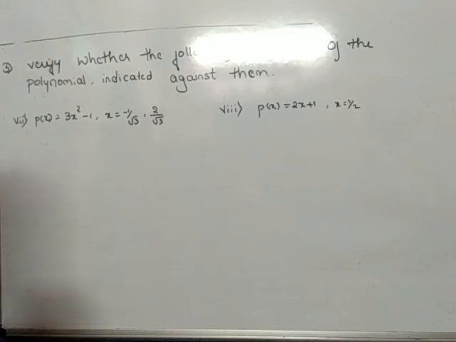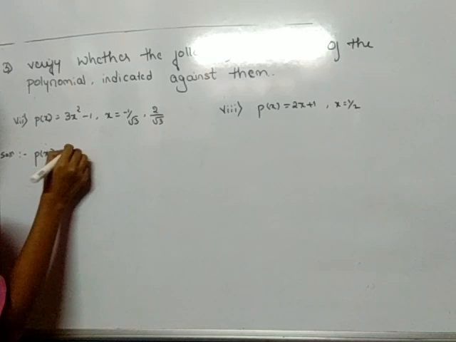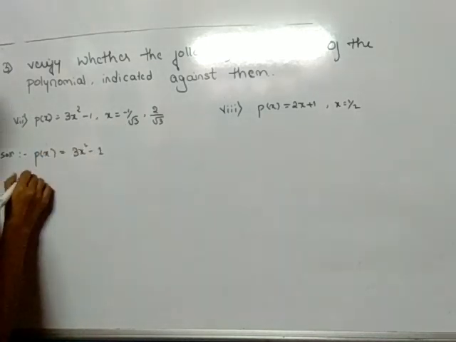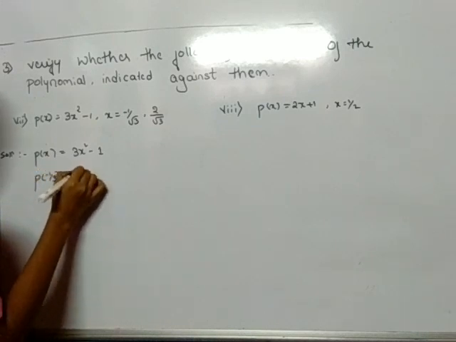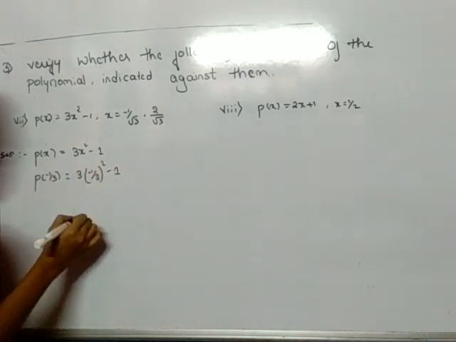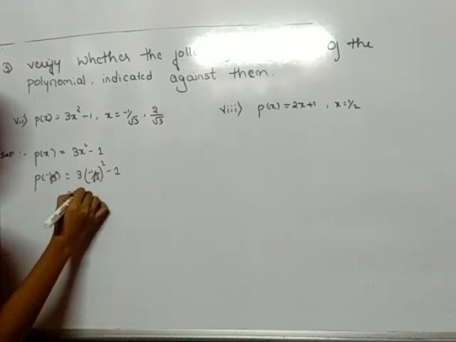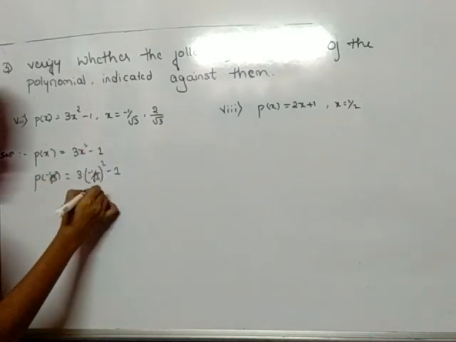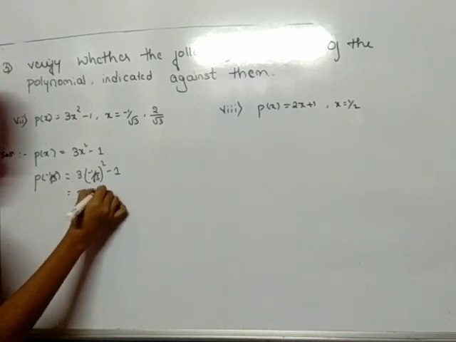Seventh problem, solution: p of x is equals to 3x square minus 1. We'll solve one by one for x value. P of minus 1 by root 3 is equals to 3 into minus 1 by root 3 whole square minus 1, right? So this is root 3. This is also root 3. Now first we'll solve the bracket values. Square means minus 1 square means it will be positive 1. Then square root 3 squared means it will be 3. You can check it here.